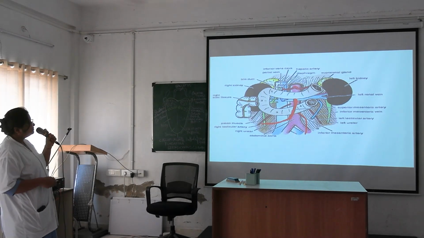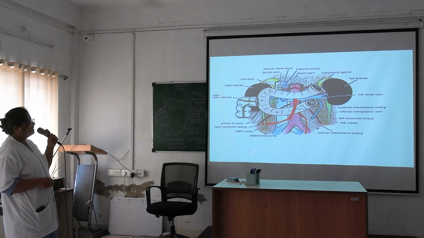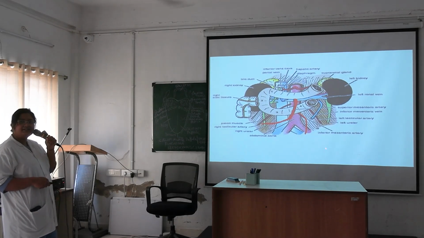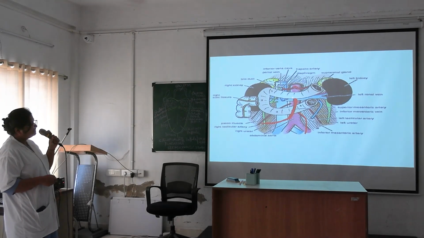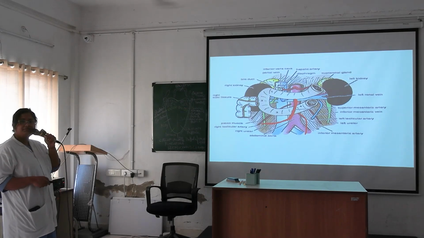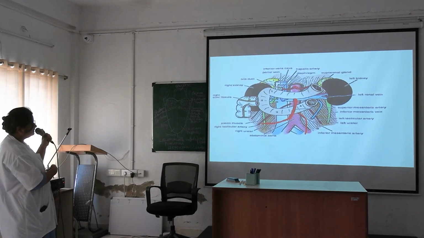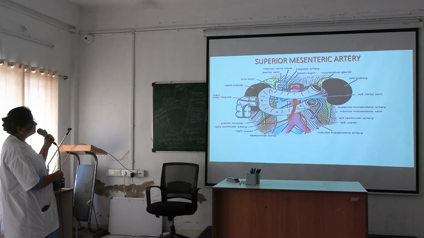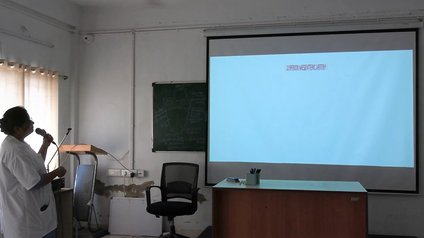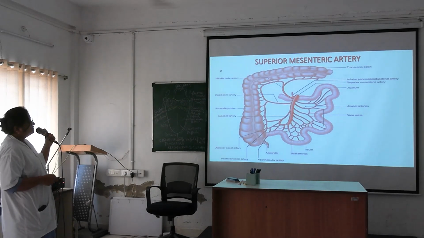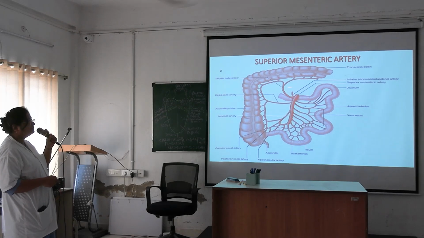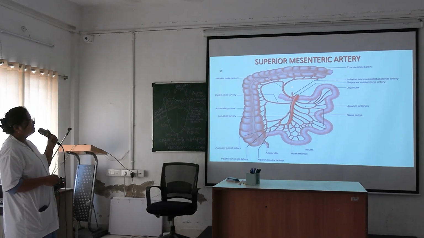So these are the structures lying on the posterior aspect of the artery, and to the right of the artery lies the vein, superior mesenteric vein. You have seen in the cadaver, you remember like this. All the branches are being shown here. The first branch is inferior pancreatico-duodenal.